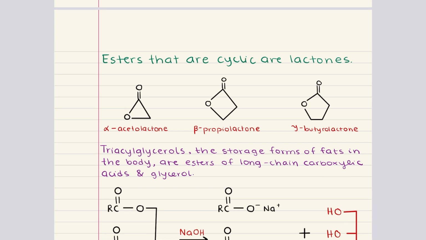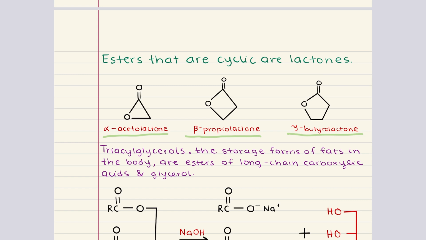Lactones are named similarly to lactams, using Greek letters to indicate the position of the oxygen relative to the carbonyl group. Alpha acetolactone is a 3-membered cyclic ester. Beta propiolactone is a 4-membered cyclic ester. And gamma butyrolactone is a 5-membered cyclic ester. These cyclic structures are important because they often show up in natural products, including flavors, fragrances, and some biologically active molecules.